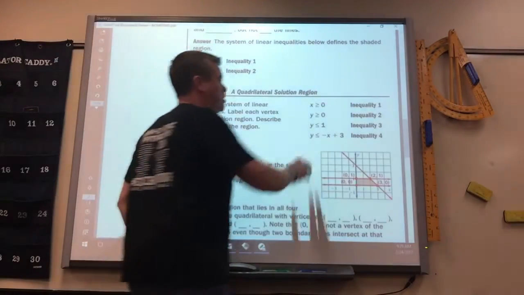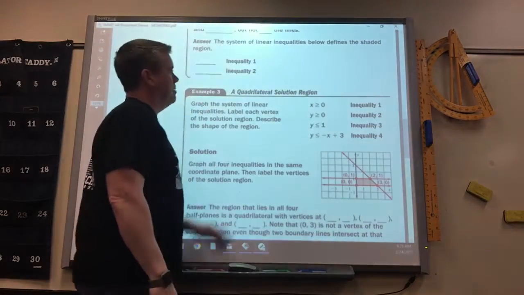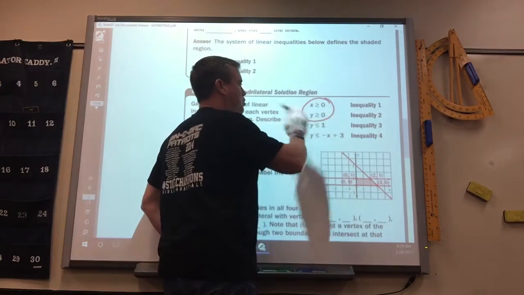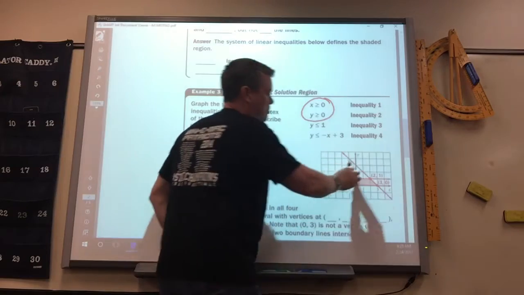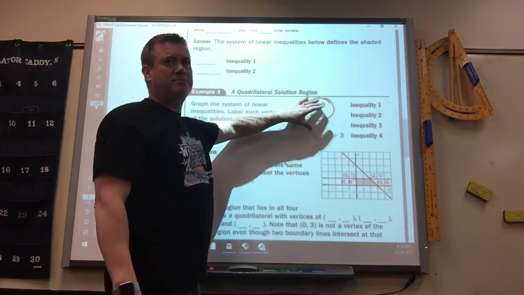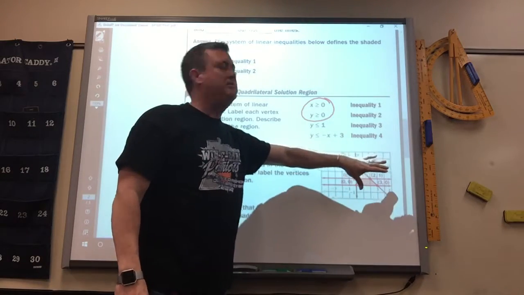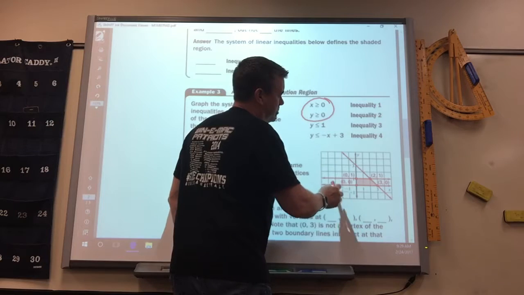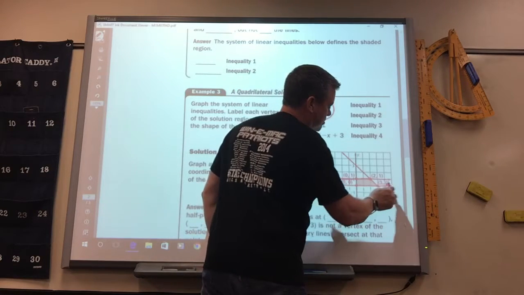So here's one where I showed you they've got x is greater than or equal to 0, y is greater than or equal to 0. So when you see that, you just know it's going to be in the first quadrant. So you really don't even need to put those on there because you know it's going to be that part shaded. Then when you do the other ones, y is less than or equal to 1 is this line.